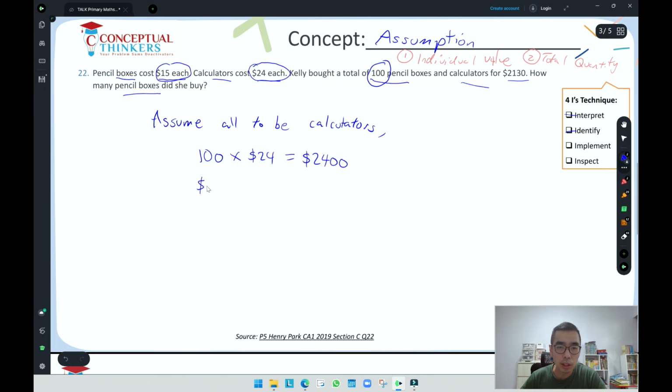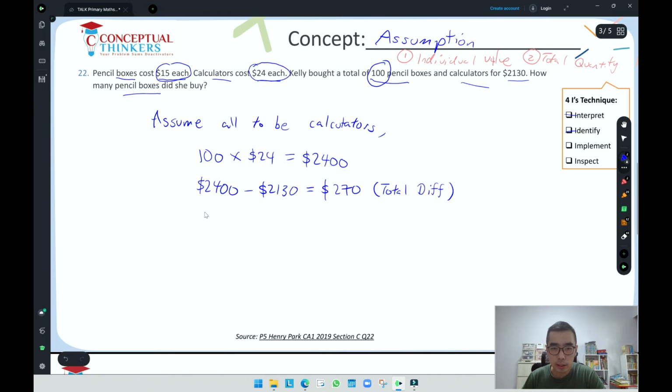If I do a subtraction with the total, then you will get $270. I call this the total difference. Now if you assume all to be pencil boxes, then the total that you get will be lesser than $2,130. So what you need to do is take the bigger number minus away the smaller number if you assume all to be pencil boxes.